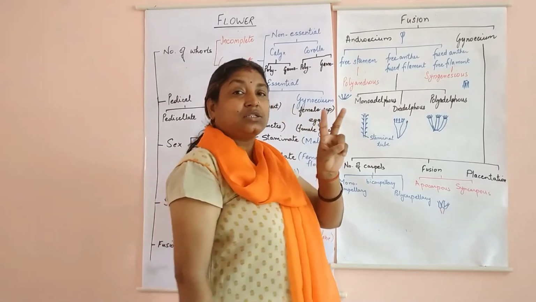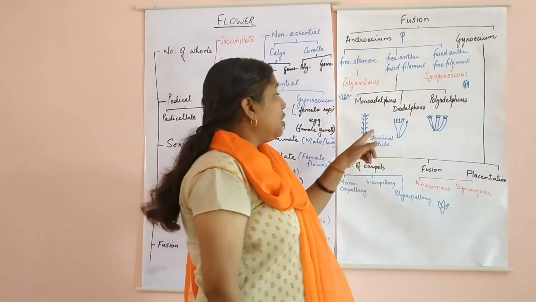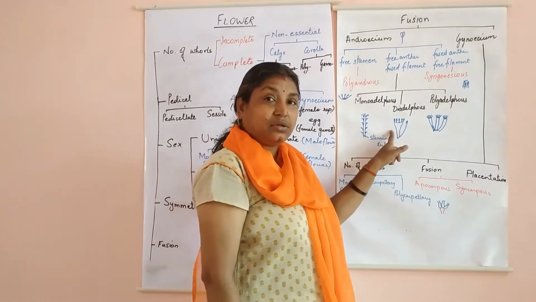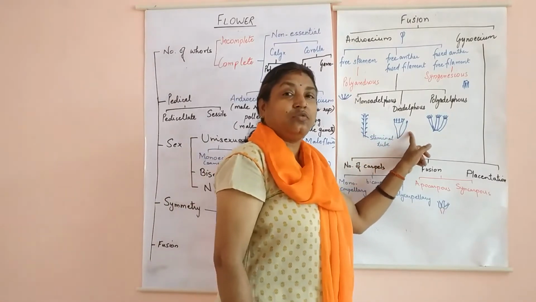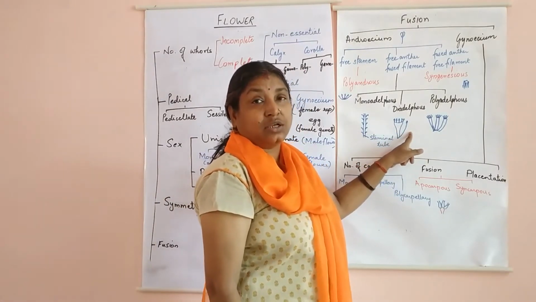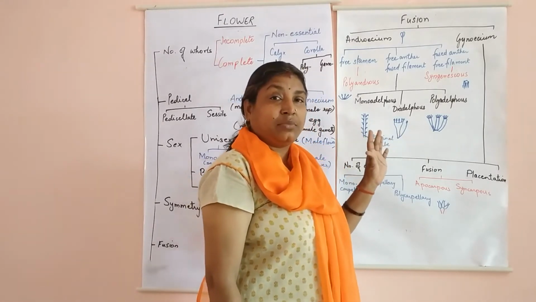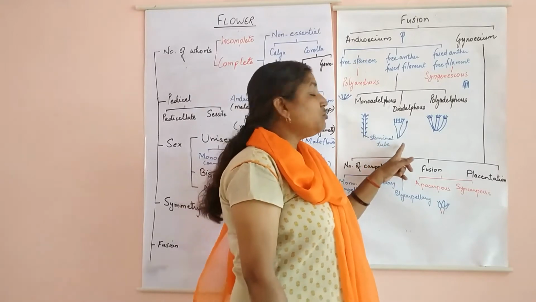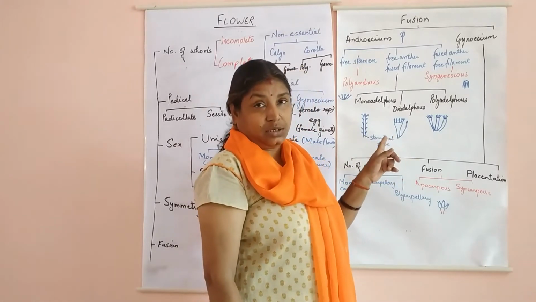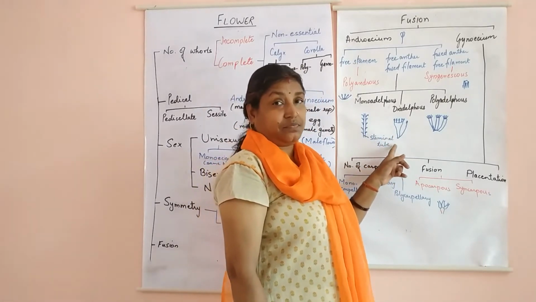Coming to diadelphous, now in diadelphous you will see two bundles. Now these two bundles, they are not evenly distributed. One bundle is of 9 anthers and the other bundle is of single anther, single stamen. All the 9 anthers are free and the 9 filaments are fused. This you will see in pea plant, in pea flower.